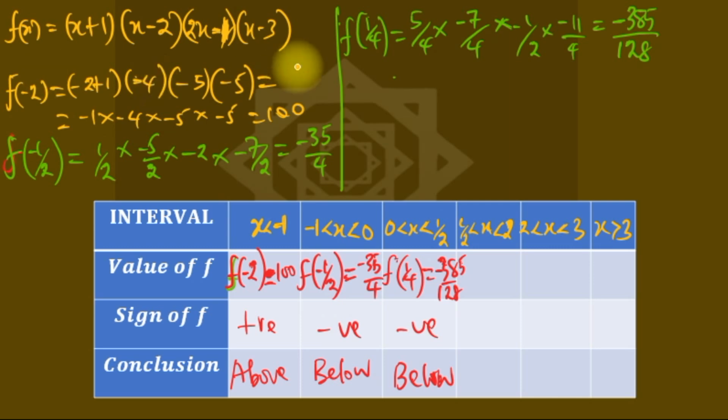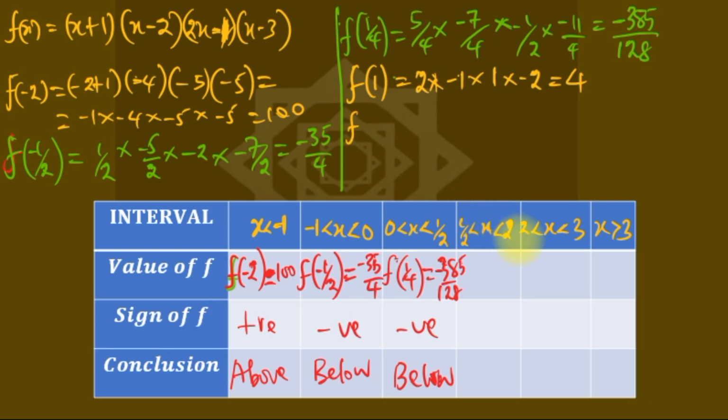Let's test 1. f of 1, which is 1 plus 1 is 2. 1 minus that is minus 2 is minus 1. 2 minus 1 is 1. This 1 minus that is minus 2. So I get minus 2. Minus 2 times minus 2 is 4. So f of that, okay, let's just finish. I will now put it once.